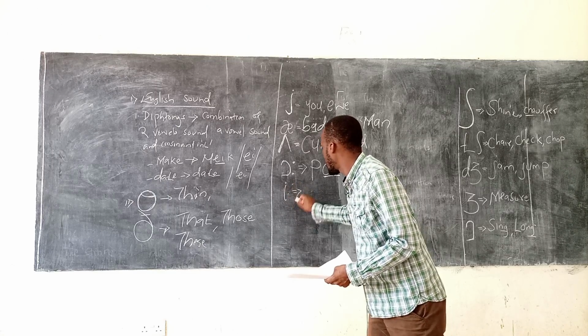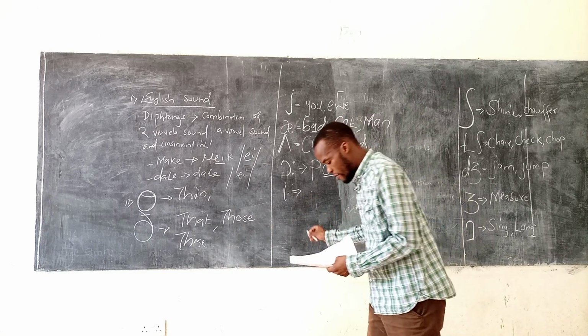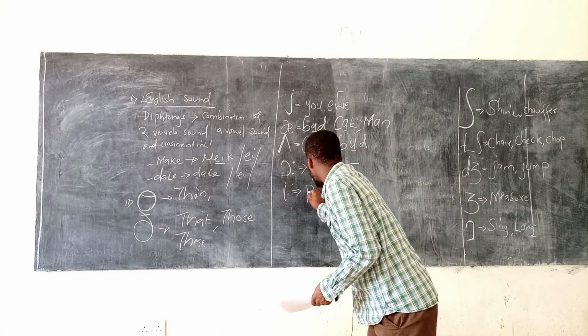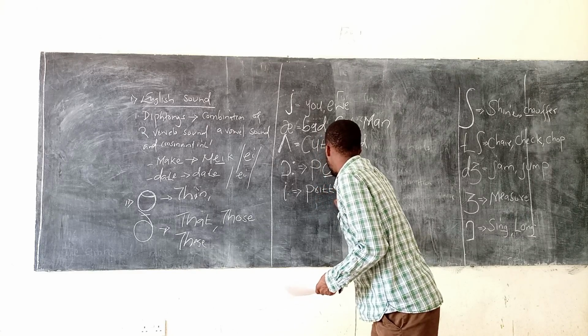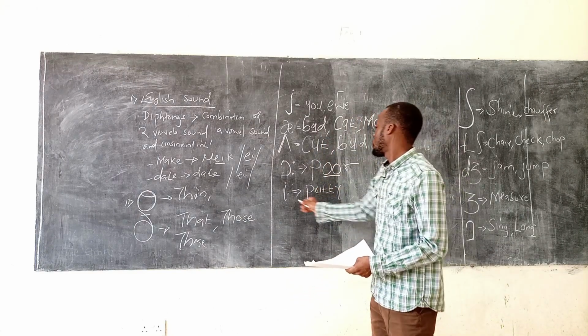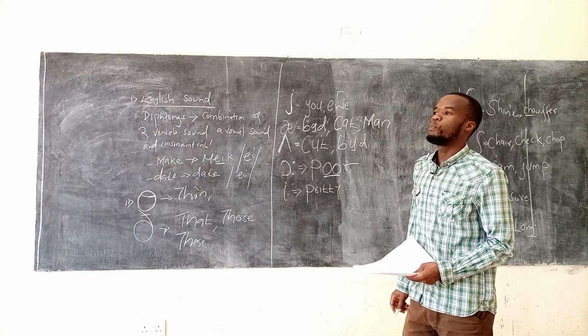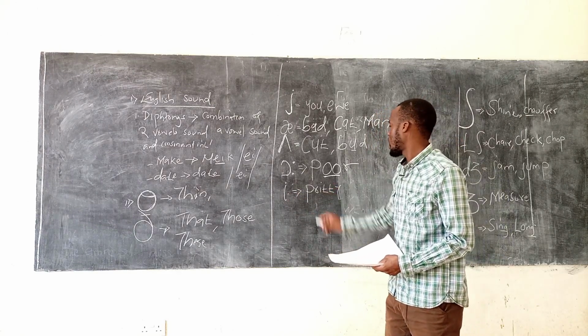Which are some of the words that fall in that category? We have the word like pretty. Pretty has a very short vowel E. We say pretty, short vowel E sound.